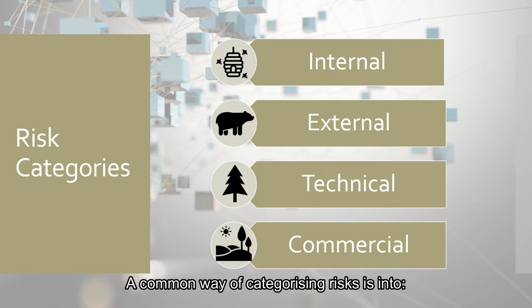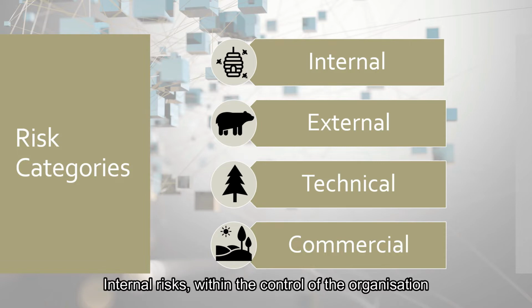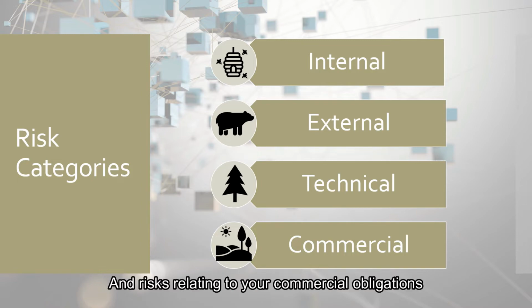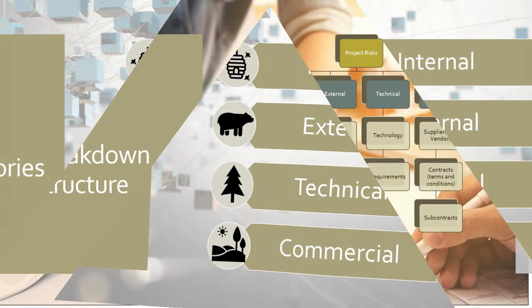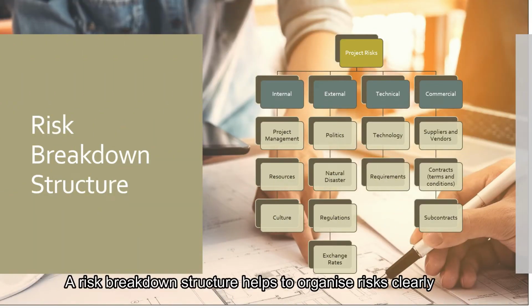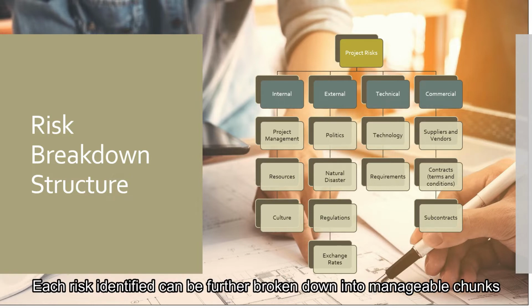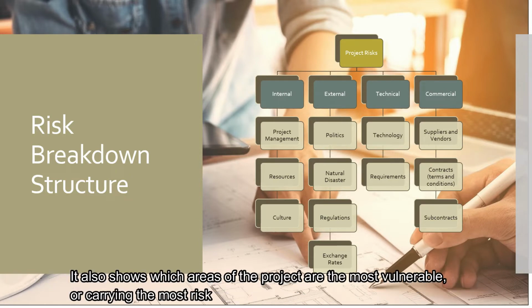A common way of categorizing risks is into internal risks within the control of the organization, external risks outside your control, such as politics or the environment, technical risks, and risks relating to your commercial obligations. A risk breakdown structure helps to organize risks clearly and break them down into their underlying causes. Each risk identified can be further broken down into manageable chunks. It also shows which areas of the project are the most vulnerable or carrying the most risk.